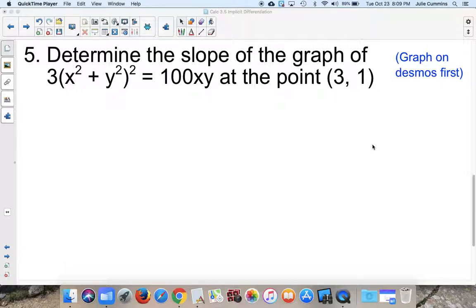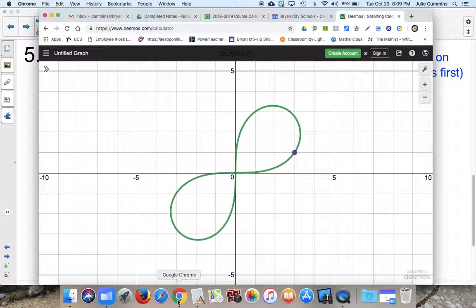So this is kind of a funky function. I graphed it over on Desmos, so you can take a look at it. It's kind of cool looking. It's like a figure 8. And then here's our point (3, 1). So we want to determine the slope of the tangent line right there, which looks like it's going to be a little more than 1. Hard to say.